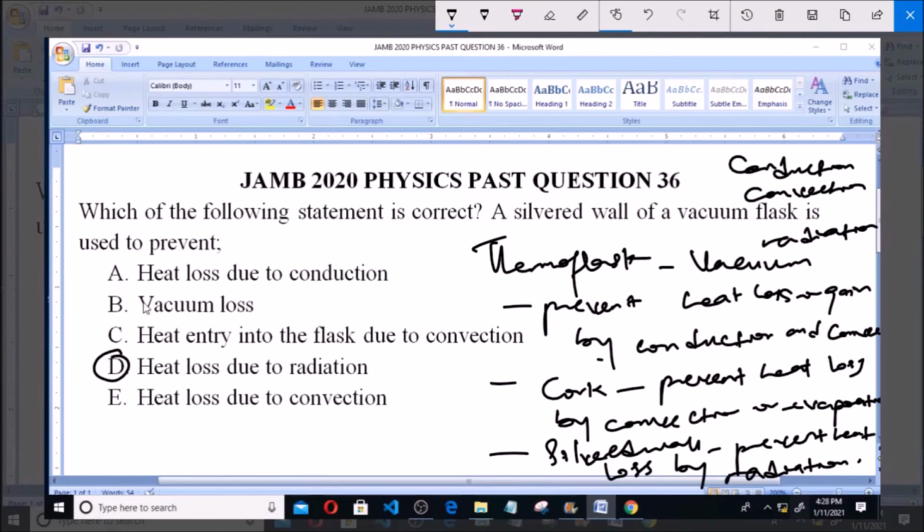Now this is because the silvered wall is not a good radiator. It does not radiate heat because it is polished and shining, and like you know, shining surfaces do not radiate heat, so it is a very poor radiator of heat. That is why it is used to prevent what? Heat loss due to radiation. So option D is the right answer to this question.